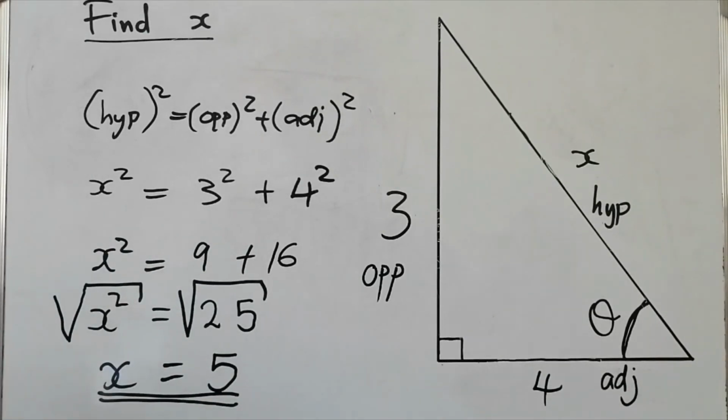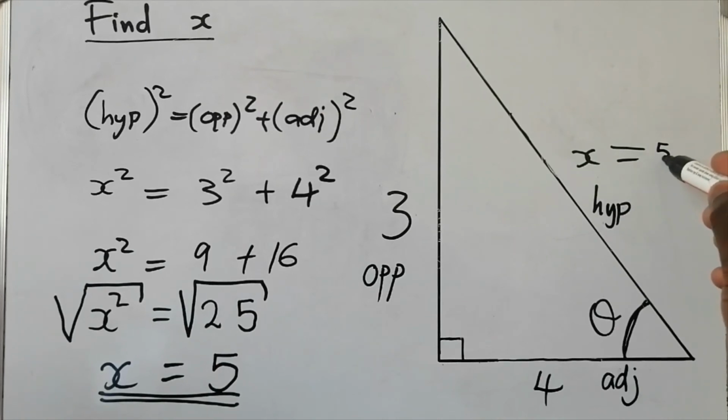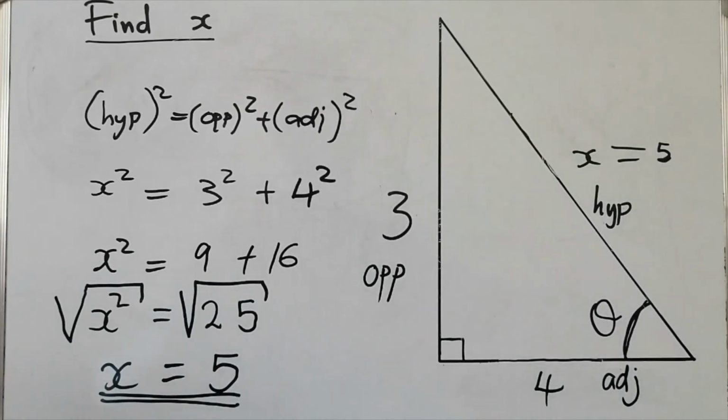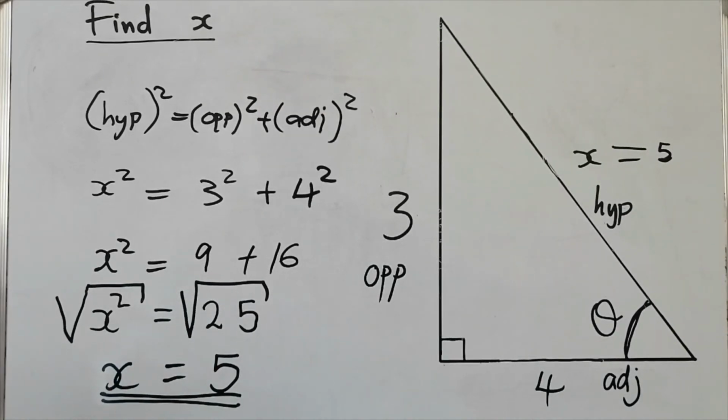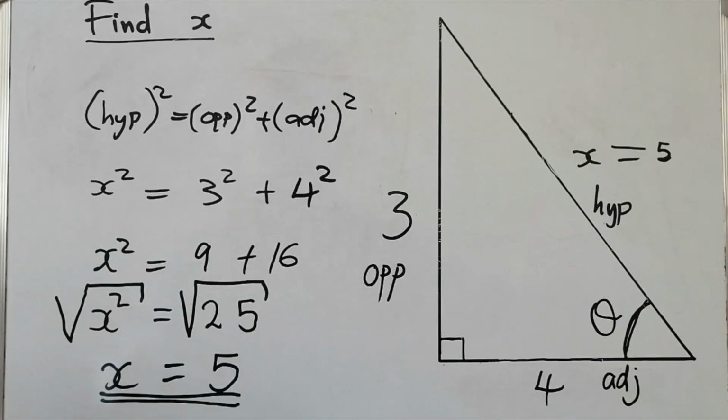So what this means is that this side is equal to 5 units. So that is how you use Pythagoras theorem to find the third side in a right angle triangle when you are given the other two sides.